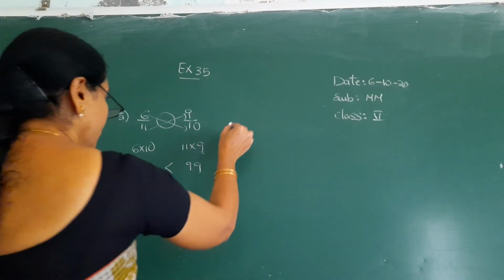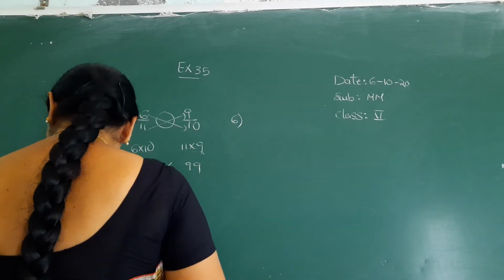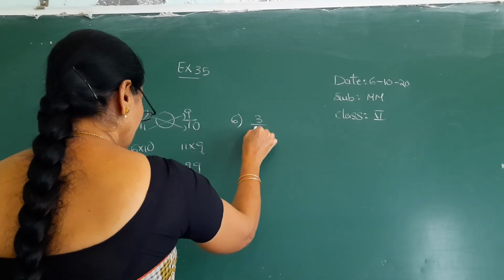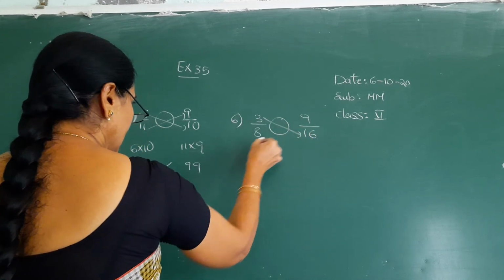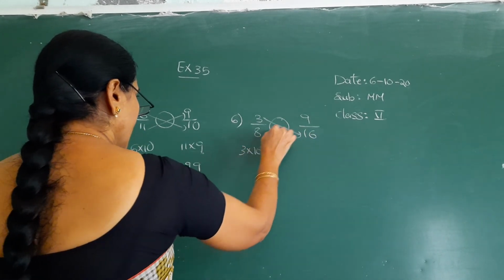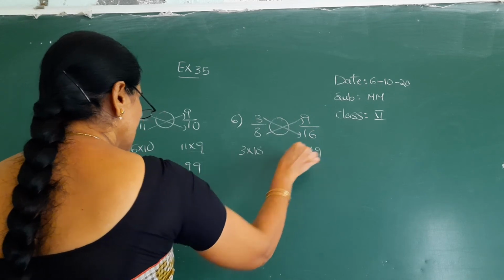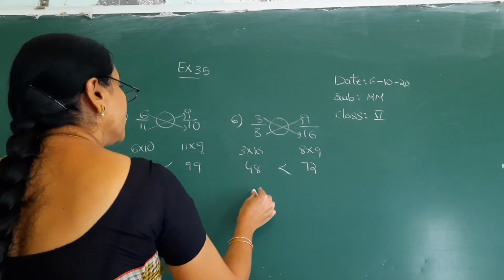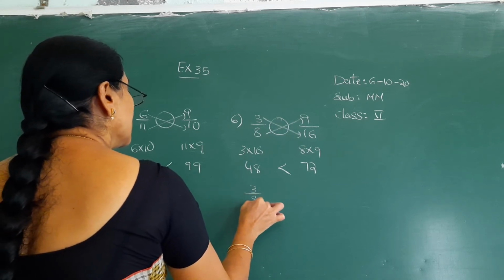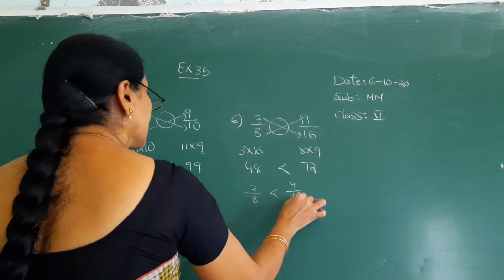See the sixth problem. 3 by 8, 9 by 16. 3 into 16, 8 into 9. So 3 sixteens are 48, 9 eights are 72. 72 is greater. So 3 by 8 is less than 9 by 16.